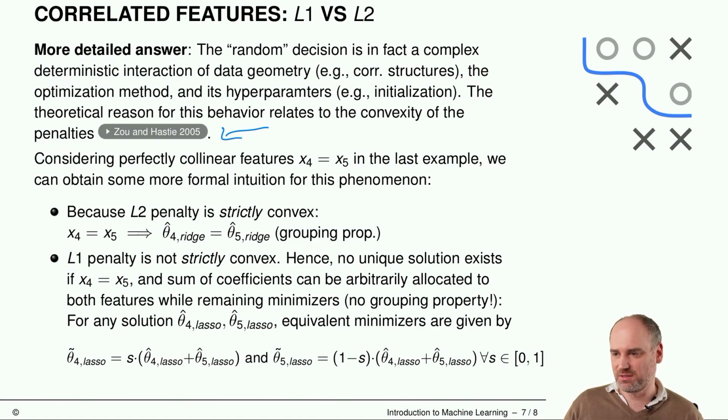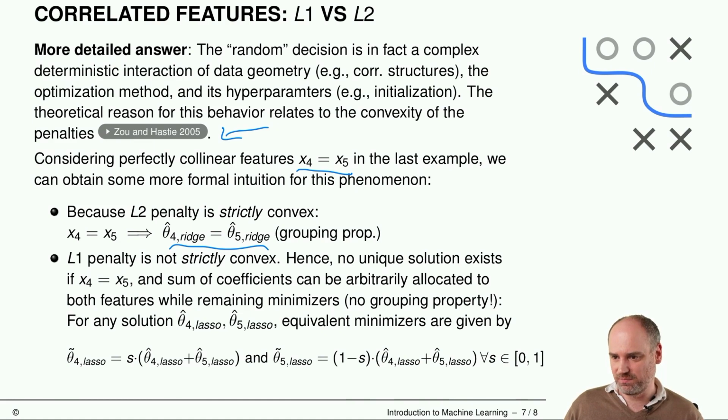If we look at these very strongly correlated features x4 and x5, let's actually consider they would be perfectly collinear. We can now gain some intuition what actually happens here. If you look at the L2 penalty, L2 is actually strictly convex, and this means there's just a single solution, and this is the reason for this grouping property. L1 is actually not strictly convex, so no unique solution necessarily exists, especially not for this perfect correlation structure.